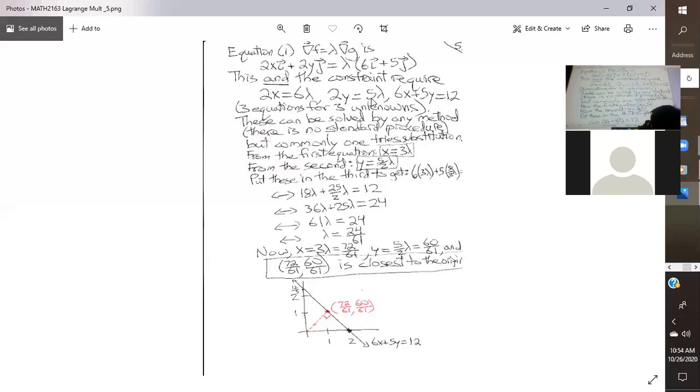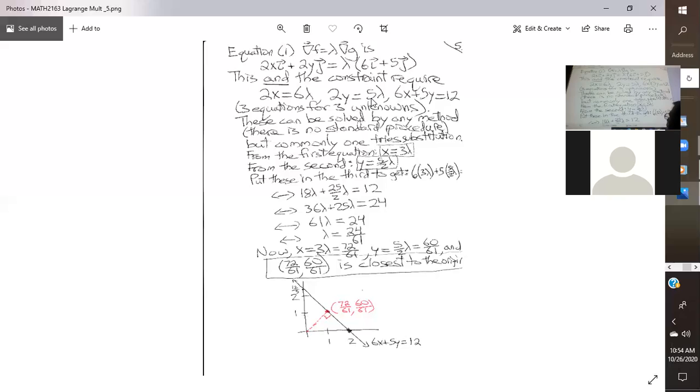What you want, ideally, is to get a finite number of points. You generally need to put in the constraint also. So we'll put 6x plus 5y equals 12. Now we have 3 equations and 3 unknowns. Chances are good that we'll be able to find only a finite number of solutions to that. It's not guaranteed, but typically.